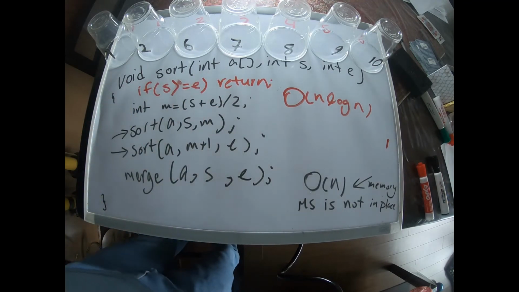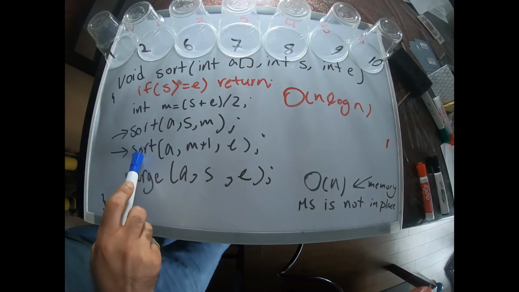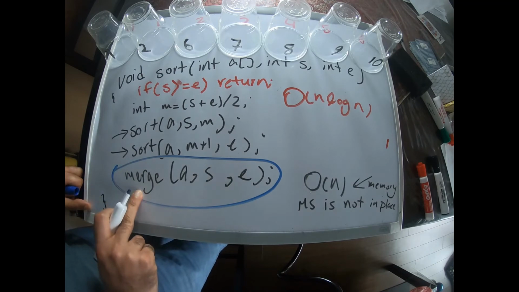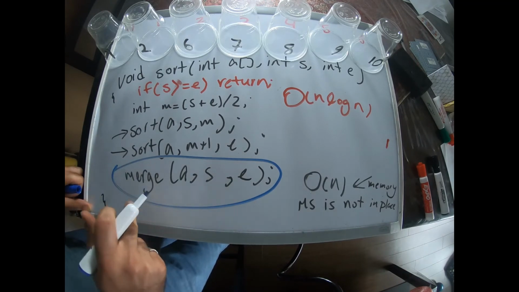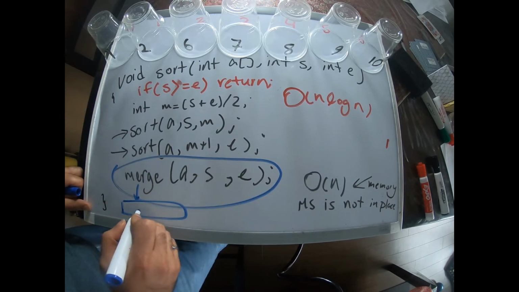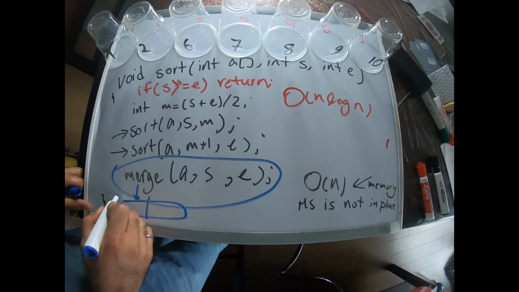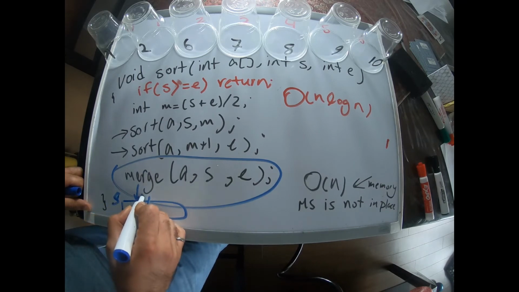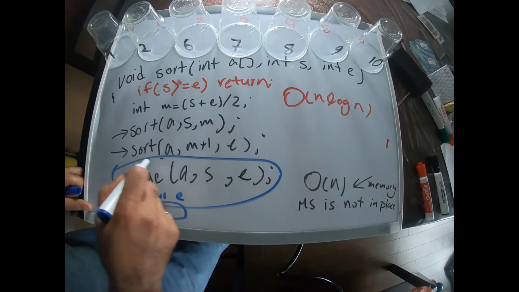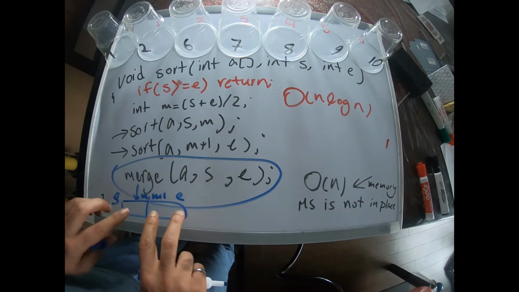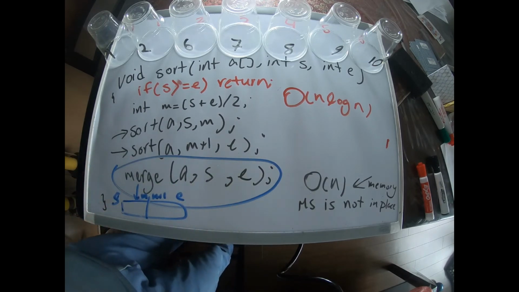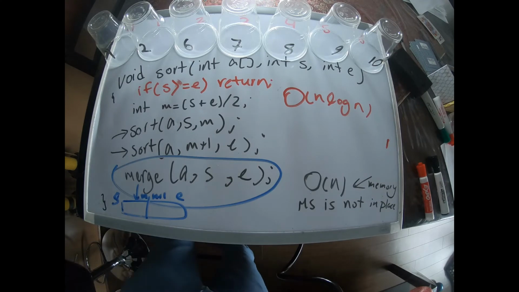So basically we sort the first sub array, then the second sub array, and this function would merge two sorted sub arrays. The assumption for this function is that we have an array where the first half from start to mid is sorted, and from mid plus 1 to end is also sorted, and this function would merge these two sub arrays into a sorted larger array. Okay, so that's what merge sort is.